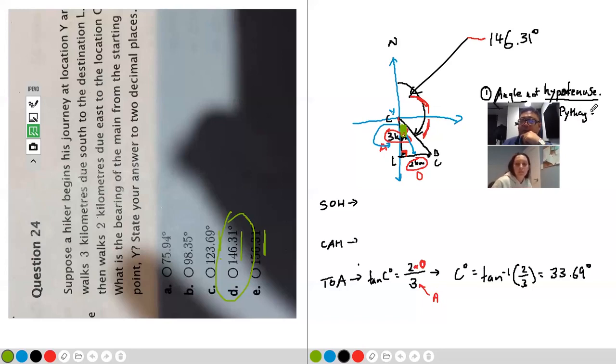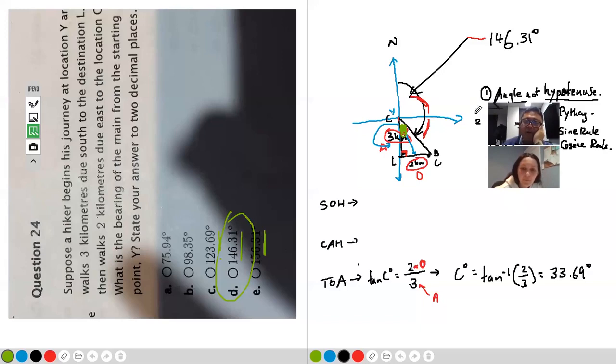And also we're using SOHCAHTOA instead of the sine rule or the cosine rule. Okay? Because why? Because we're dealing with a right angle triangle. Okay. And then the other thing that is going to be a takeaway point for you.